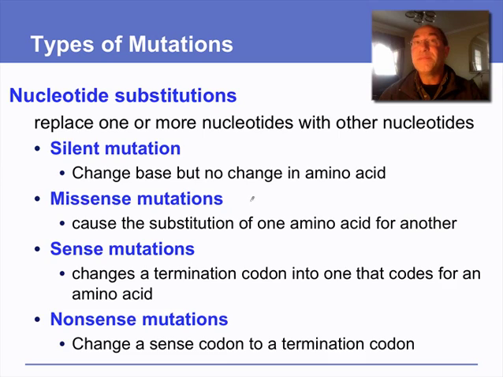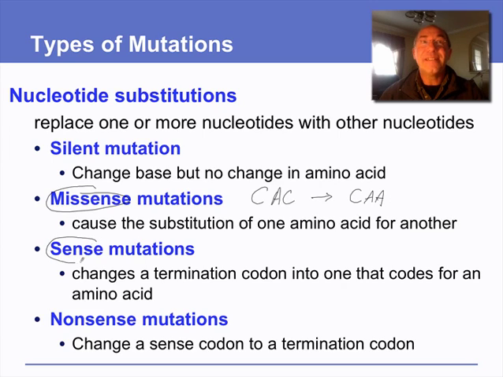Now, a missense mutation is where we change the DNA such that a change in one base causes a change in amino acid. For example, here's CAC, and if we change that to CAA, that would be a completely different amino acid. And so that would be a missense. You've changed the amino acid.